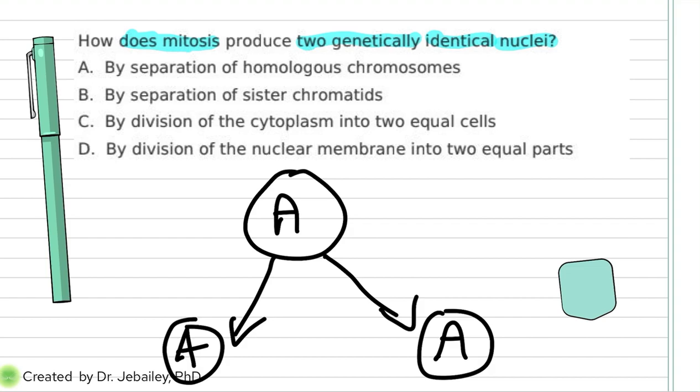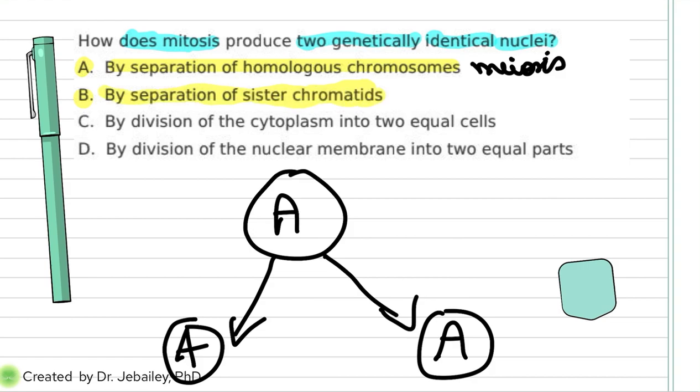So let's look at the options that we have here. First, A, by separation of homologous structures. See, homologous structures are part of meiosis. This is where you're doing crossover, so it has nothing to do with mitosis. As soon as you see the words homologous structures, remember, this has to do with meiosis, which I'll be explaining on topic 3.3.